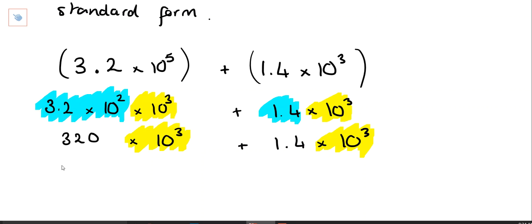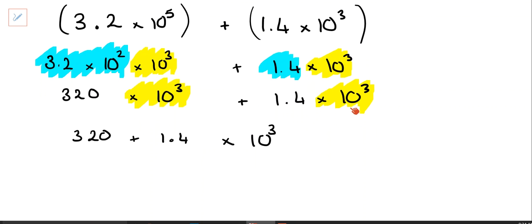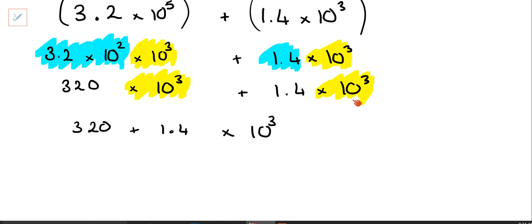So what we can do is it's 320 plus 1.4, and it's all times 10 to the power of 3. I just thought that because there was 2. I know, but that's where... They cancel each other out. No, they don't cancel. This is about the understanding.